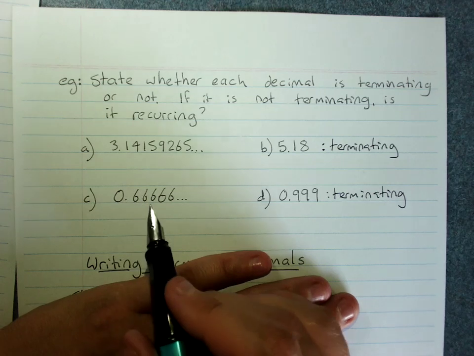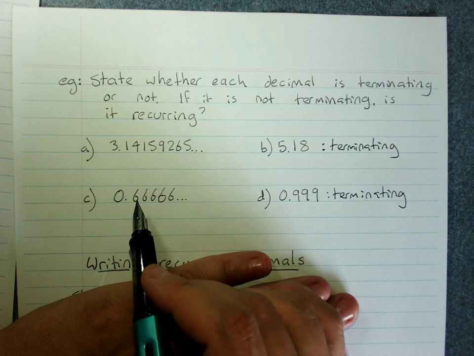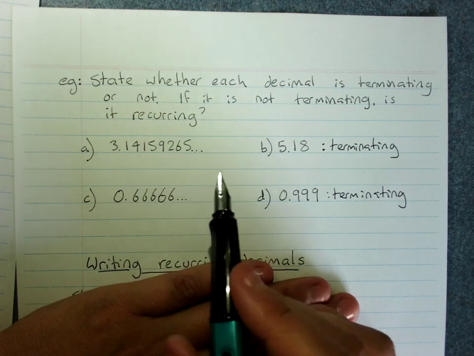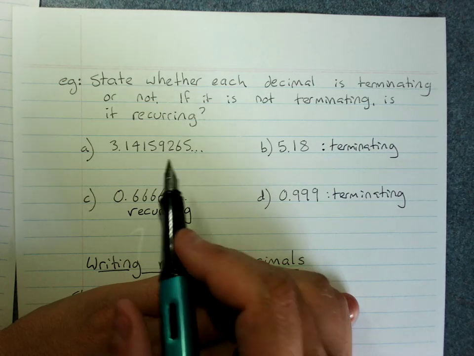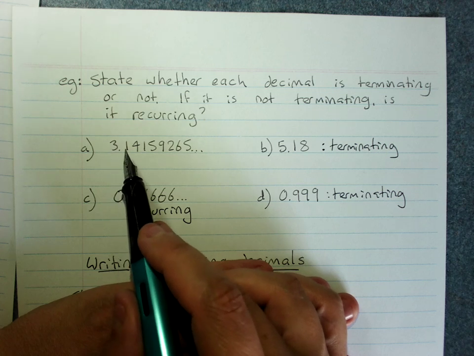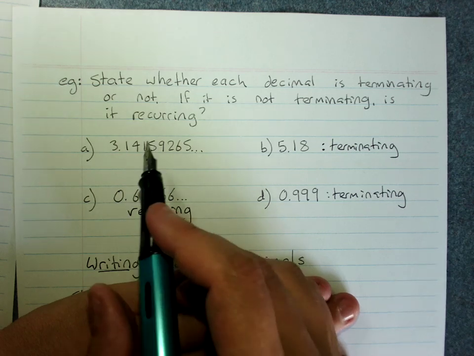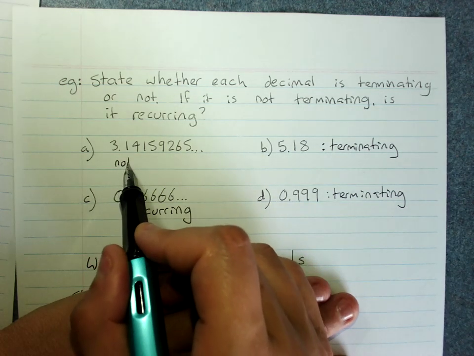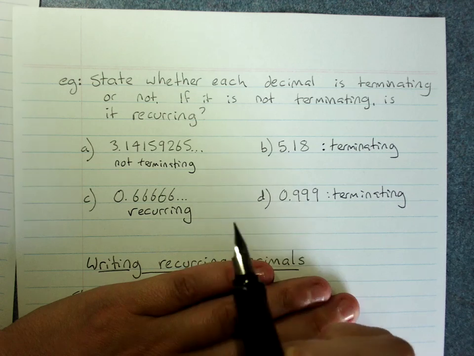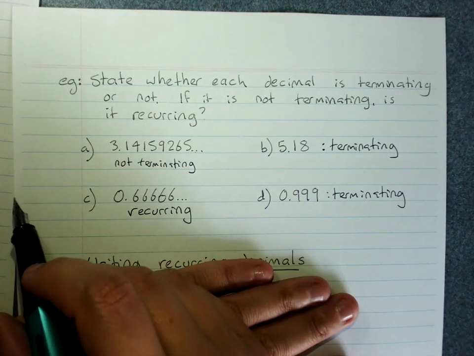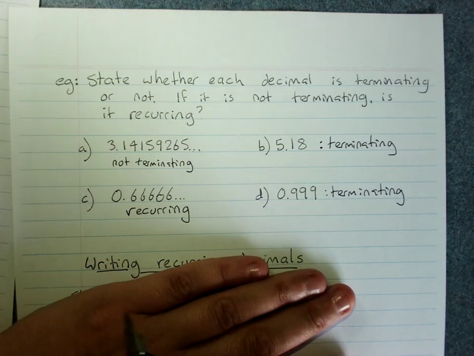This one's easy. This isn't terminating because it keeps going forever, but you can see it's just doing 6s forever. This is recurring because it forms a repeating pattern. And if you were paying attention, 3.14159265 is pi. It's not coming into a repeating pattern, so this is just not terminating. It doesn't recur, it doesn't terminate. So that's your introduction to the 3 types of decimals. Later we'll learn a way of writing recurring decimals, but I think that's enough of a video for now.